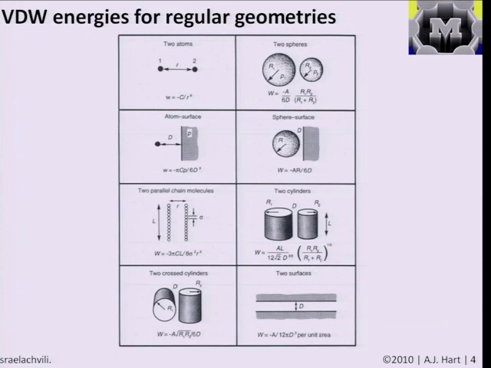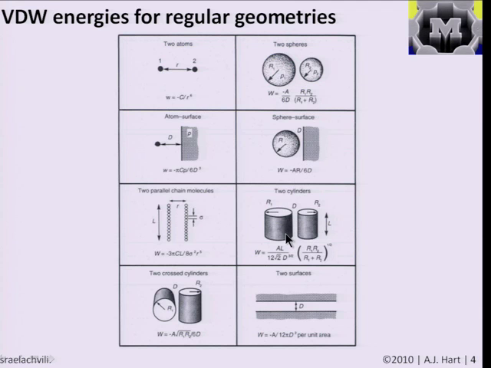And this idea of summing individual interactions into body interactions ended up in a table that lets us, knowing the math behind it, calculate the total interaction energies between, for example, two spheres of different radii, a sphere and a surface, two cylinders, and so on.